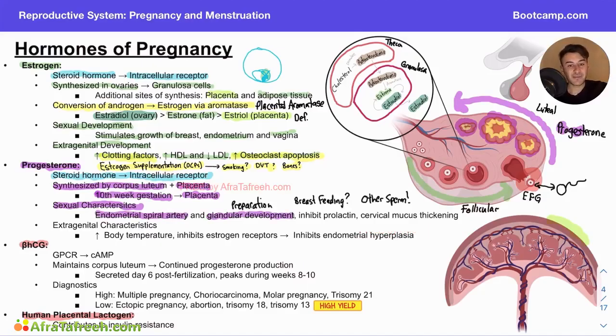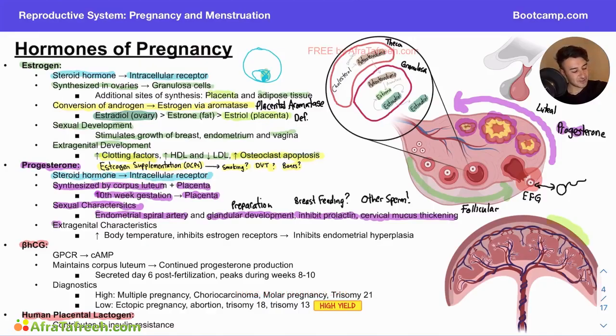So we're going to get things like endometrial spiral arteries forming, as well as glandular development. Additionally, we're going to get inhibition of prolactin because during a gestation, we have no need for breastfeeding. So we're going to inhibit prolactin during our pregnancy. And then additionally, we're going to have cervical mucus thickening. This is because we don't want any other sperm getting up into our uterus. We already have fertilization, and so we do not need any more sperm. So we're going to block them out with thick cervical mucus.